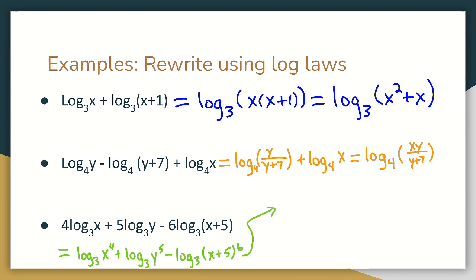The second step, because these two have the same base, we're going to combine them. It means we're going to multiply the arguments. So we have log base 3 of x to the 4th times y to the 5th minus log base 3 of x plus 5, that quantity raised to the 6th power.